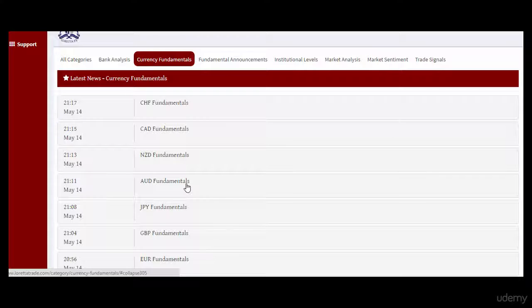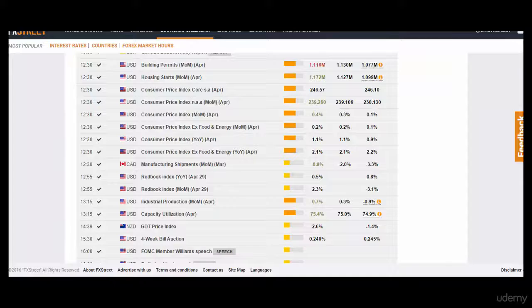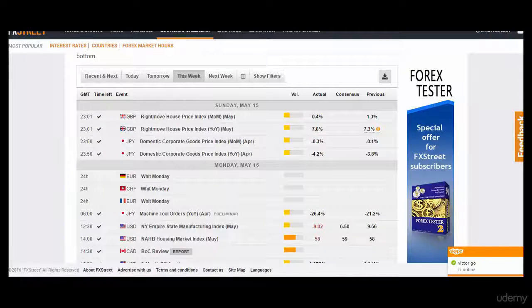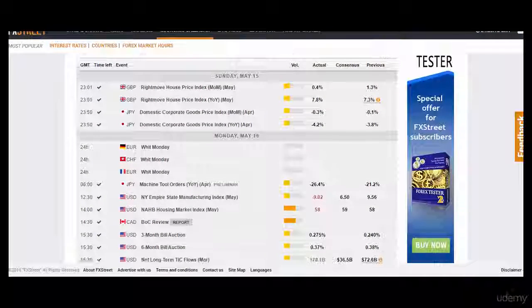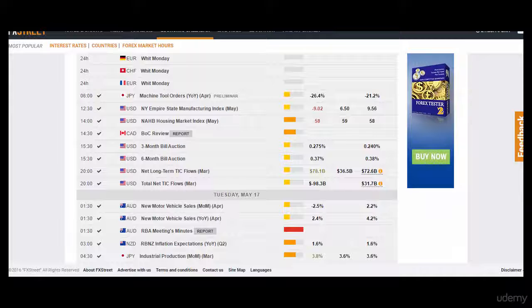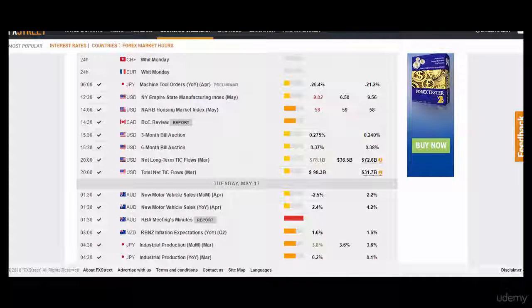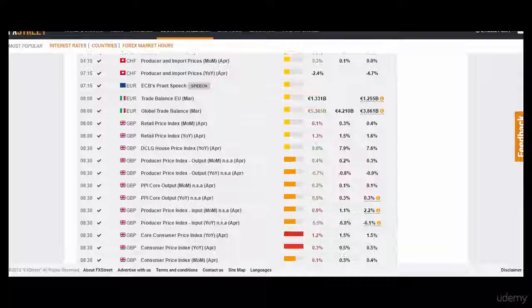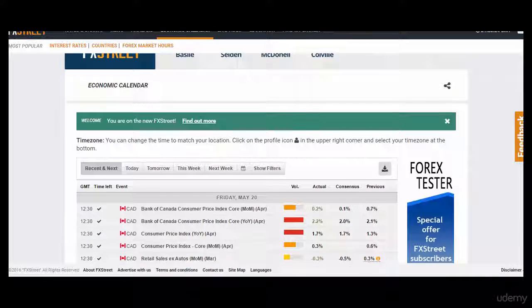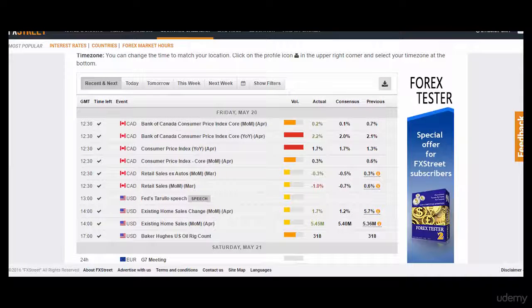Now the next step is to go to the economic calendar. So you go to the economic calendar and look at the upcoming fundamental announcements. You look through the economic calendar and get an idea of the fundamental announcements that were released yesterday, the ones that will be released today, and the ones that are going to be released next week.